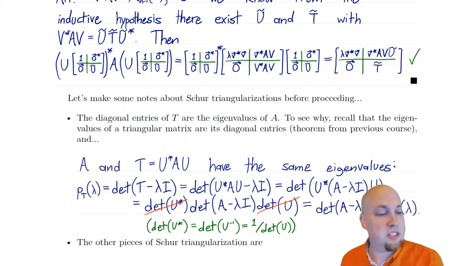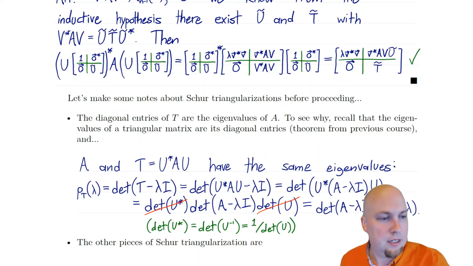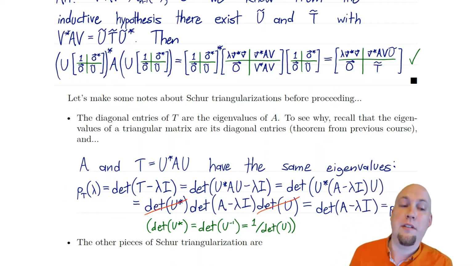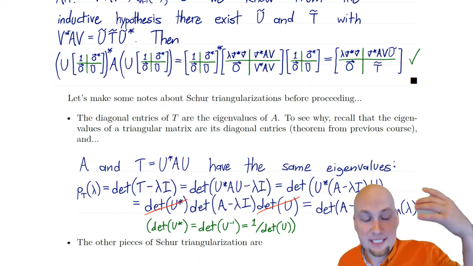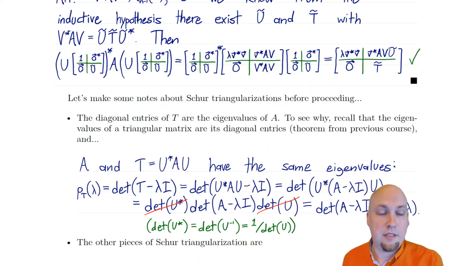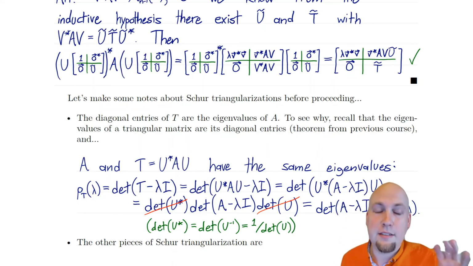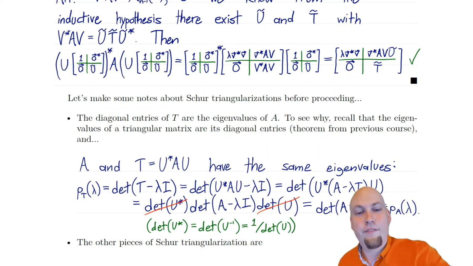Okay, and now we just recognize that this is exactly the characteristic polynomial of A. So the characteristic polynomial of A is the same as the characteristic polynomial of T, so they have the same eigenvalues, and the eigenvalues of T are exactly its diagonal entries. So the diagonal entries of the triangular matrix in a Schur triangularization are the eigenvalues of the original matrix.